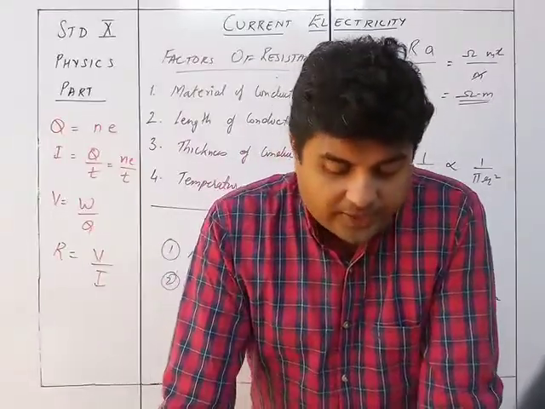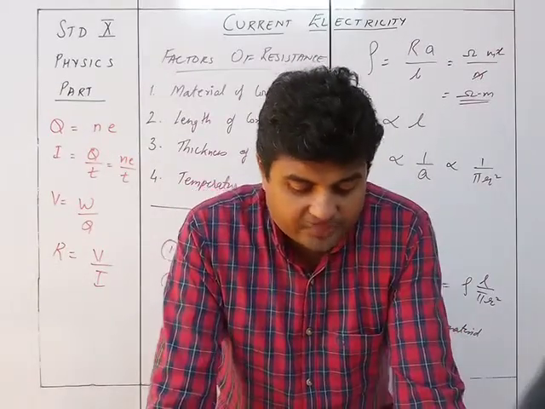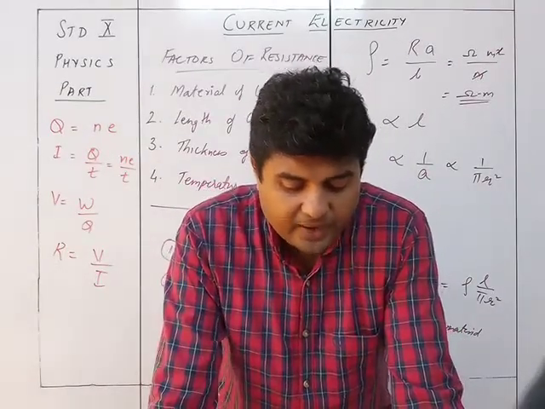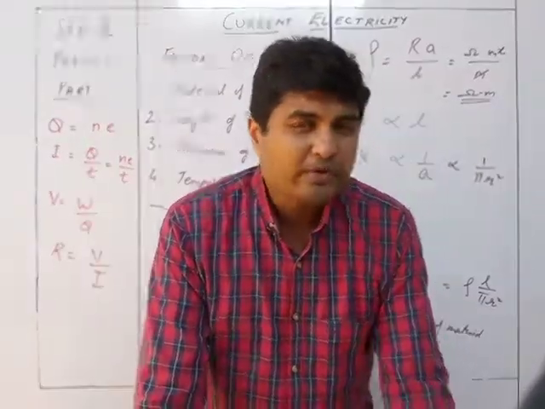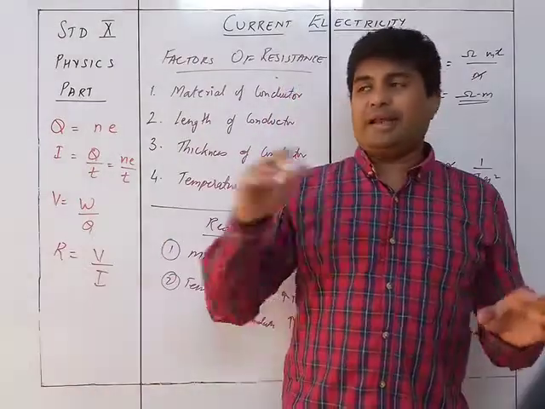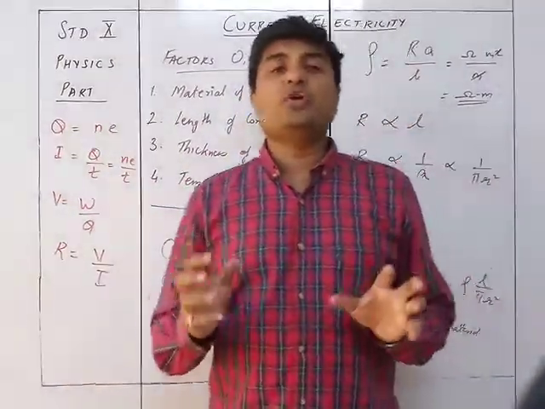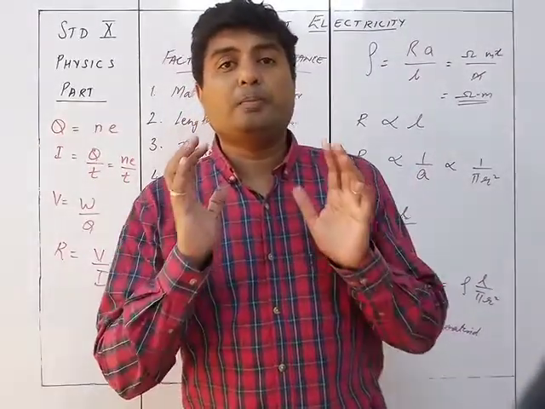Now note, the specific resistance of the material of a conductor is constant at a given temperature and does not depend on the shape and size of the conductor. So resistivity is something which is not going to depend upon the length, area of cross section, or the shape or size of the resistor. It is going to be constant for that particular material itself.